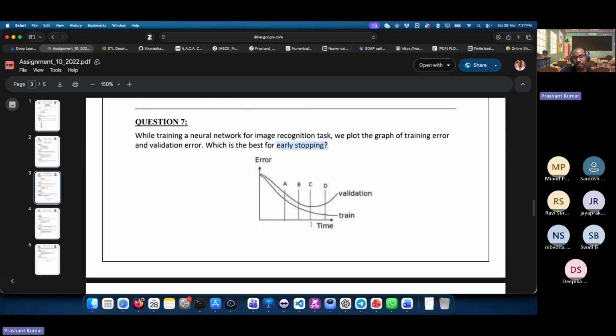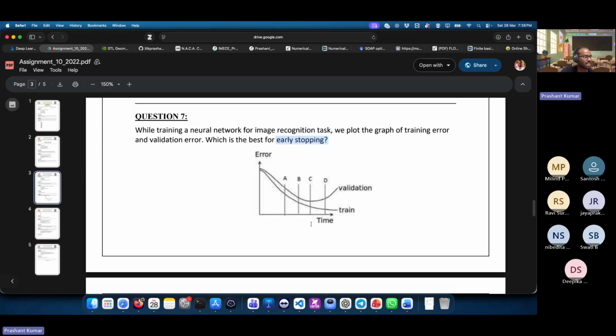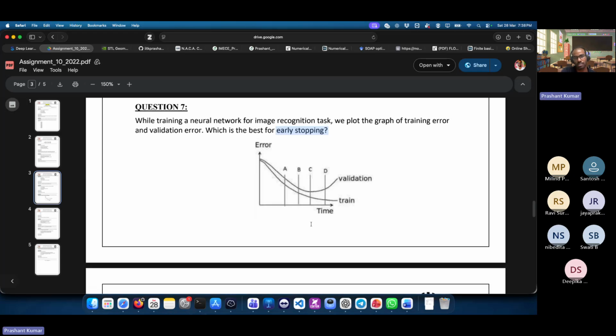So basically, when you write the code, you will create an if-else condition where you say that if my validation loss is increasing, stop here. That is called early stopping. Let's say you are training for 100 or 200 epochs, but after 50 epochs your validation loss started increasing, even though your training loss is decreasing. You will say, okay, I don't want to train for 200; 50 is good enough for me. That is called early stopping.